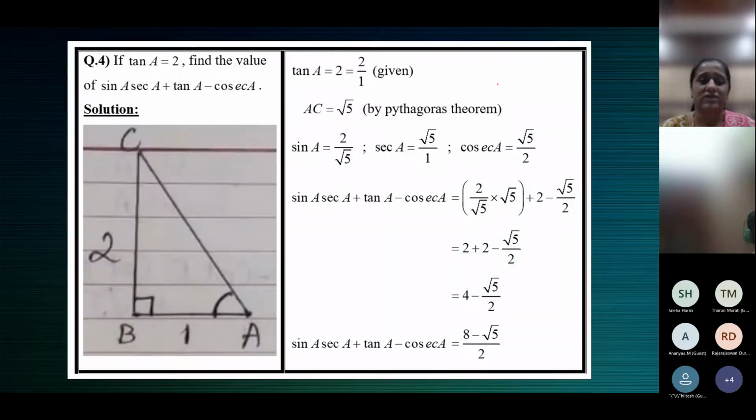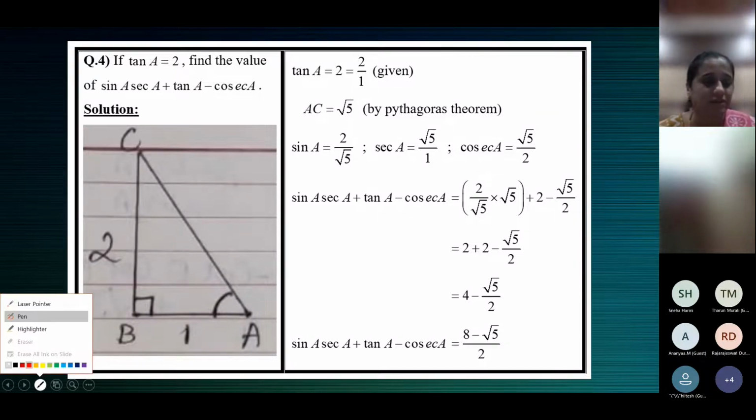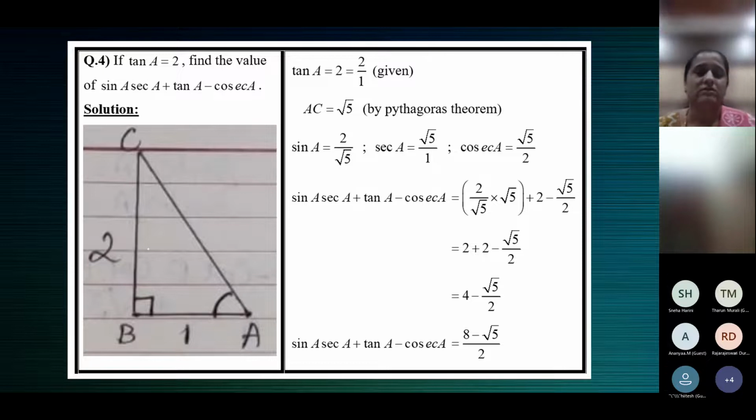So see here, work this. I want to tell you something else. Please work this. I'll tell you an alternate method, not for this one, but I'll just share something else with you. Please complete this. So when tan a is equal to 2, that means it's 2 by 1. Tan a is equal to 2, meaning 2 by 1.